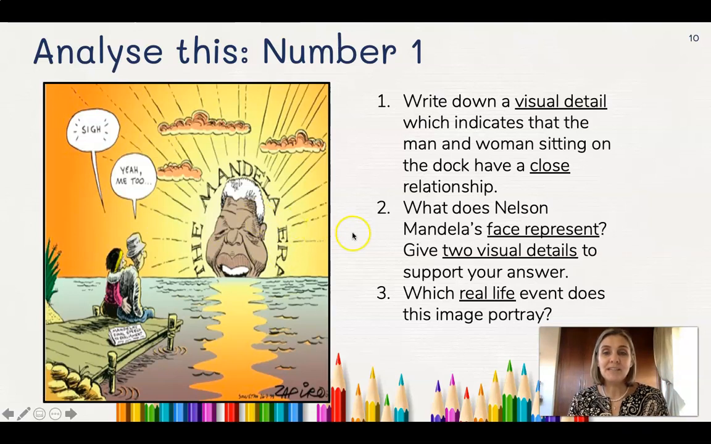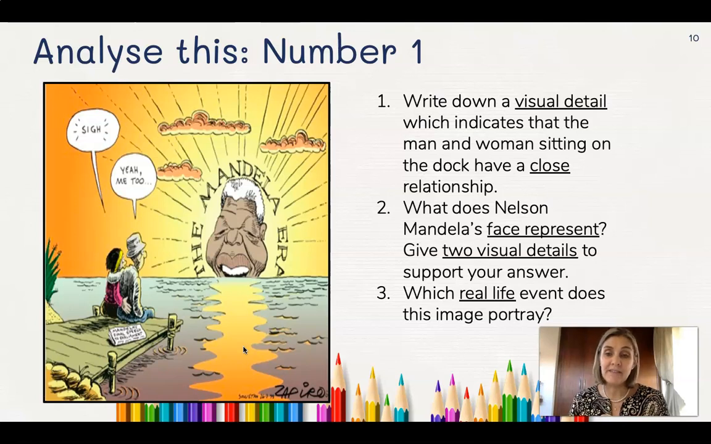Number 2, what does Nelson Mandela's face represent? Well, if you're looking at his face there, you've got the rays of the sun. And obviously when the sun is there, there's a reflection on the water. And so Nelson Mandela's face represents the sun, the rays, and the reflection, if we had to replace his face with the sun. I hope you saw that.